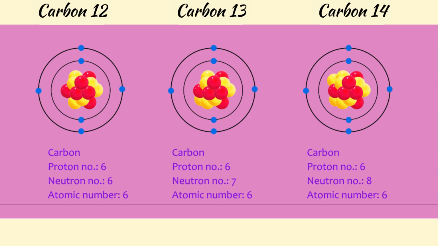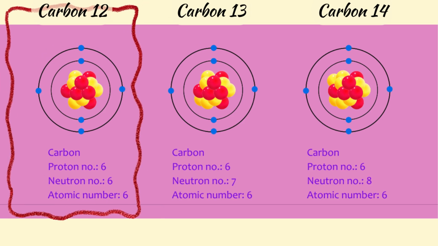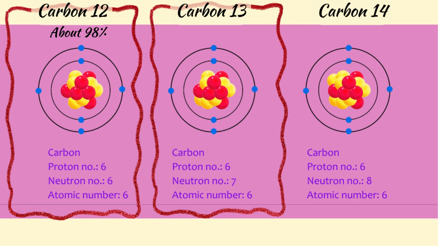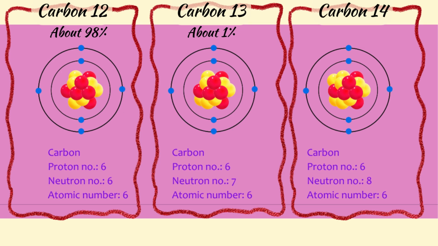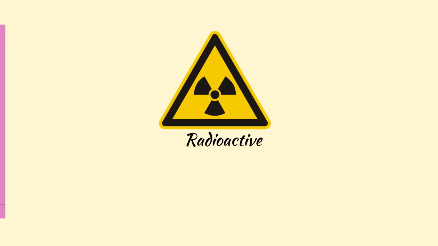Let's take an example of a carbon atom. Carbon-12, which has 6 protons and 6 neutrons, is stable, and it makes up about 98% of total existing carbon atoms on Earth. Carbon-13 has 6 protons and 7 neutrons. It is slightly unstable, and it makes up around 1% of total carbon atoms. Carbon-14 makes up less than 1% of total carbon atoms, or 1 carbon-14 atom for every 1 trillion carbon-12 atoms. It has 6 protons and 8 neutrons, making it unstable, and hence it is radioactive.